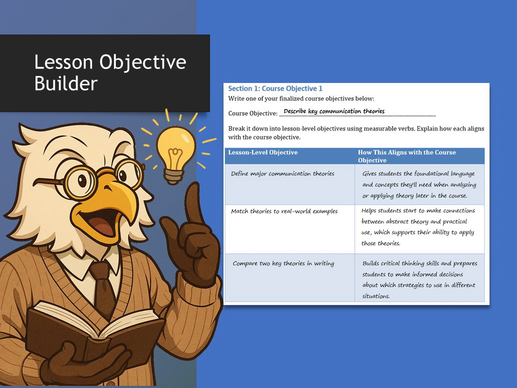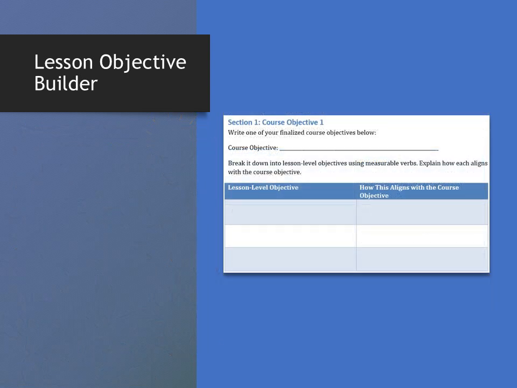Notice how each objective uses an action verb. Each one is something I can grade, and together they support the course-level goal. The lesson objectives you write here will become the foundation of your course map. Think of this worksheet as your formative step toward that final product.